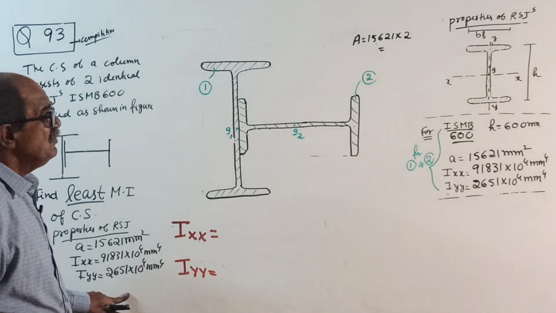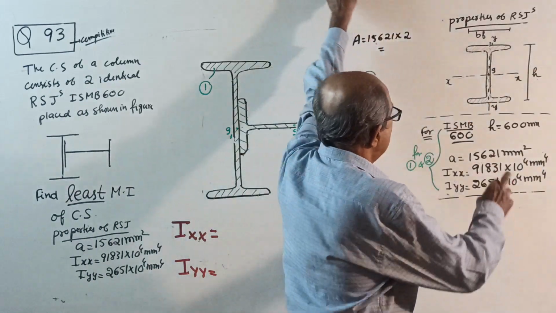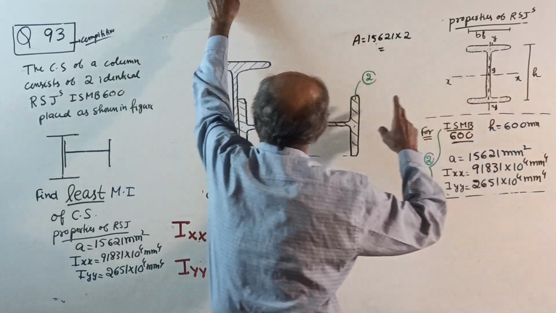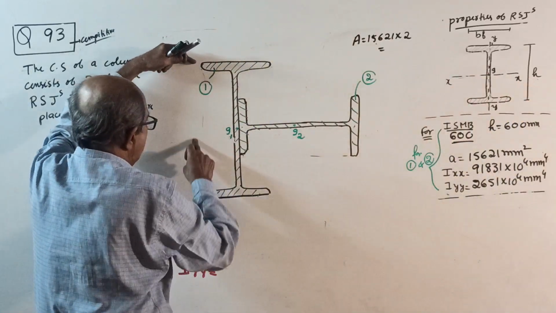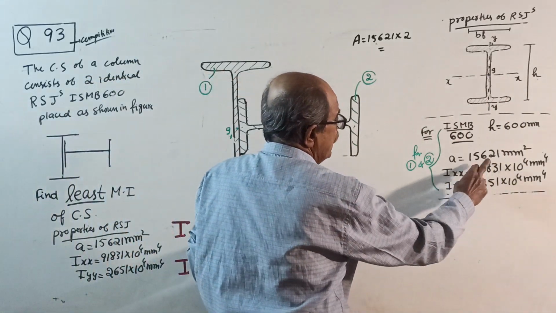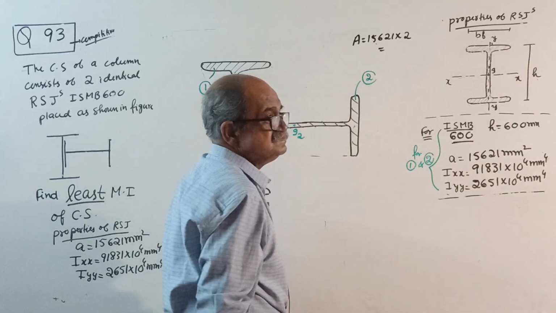If the requirement is there, you can write. Therefore I wrote here the properties of RSJ: H is 600, ISMB 600. This is 600 and this is 600. Then area is given, I about this axis given, I about this axis given.